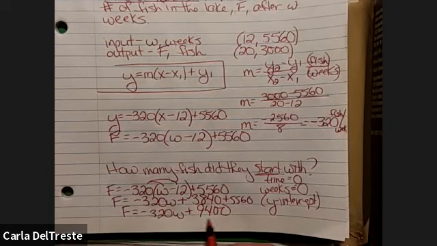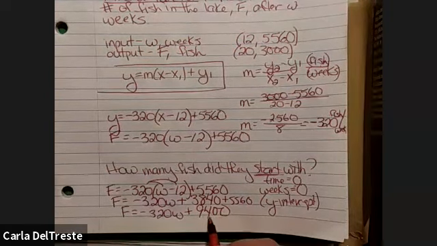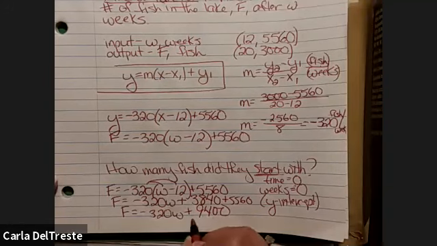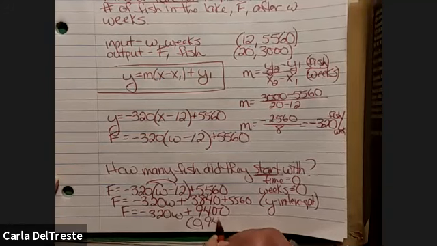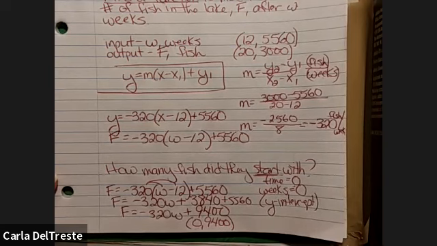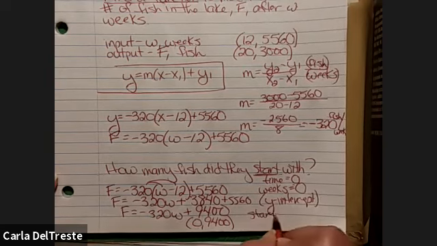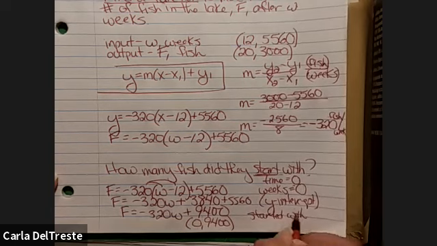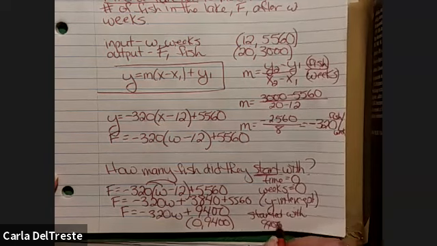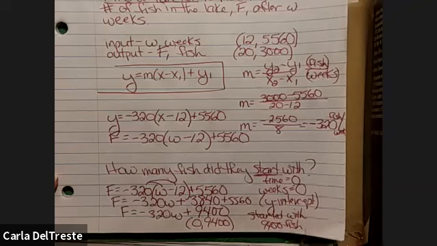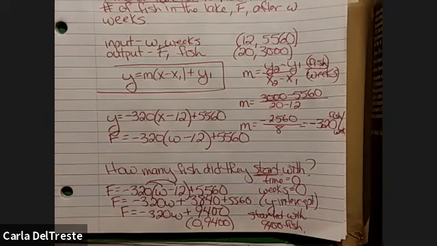Now I know that 9,400 is my b value. So the ordered pair for that will be 0, 9,400. And then I can say that they started with 9,400 fish. Okay, so that's an example of a real life situation using point slope form.